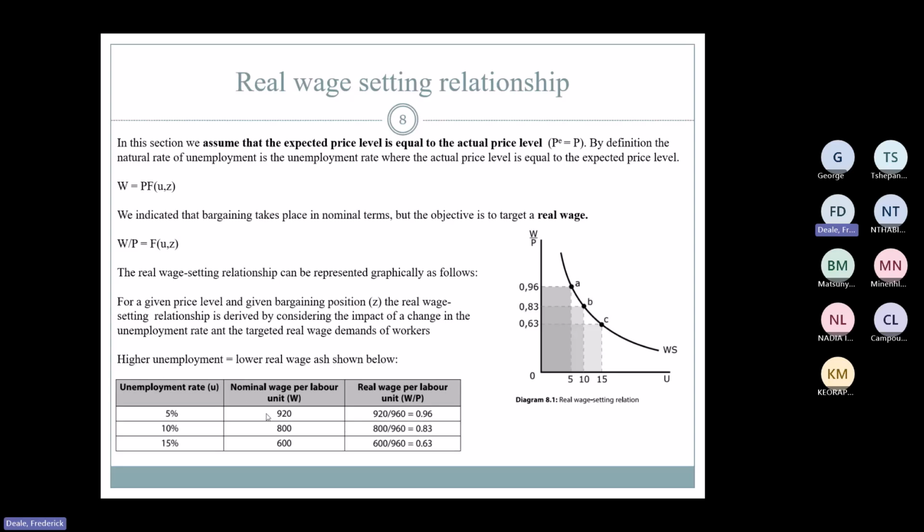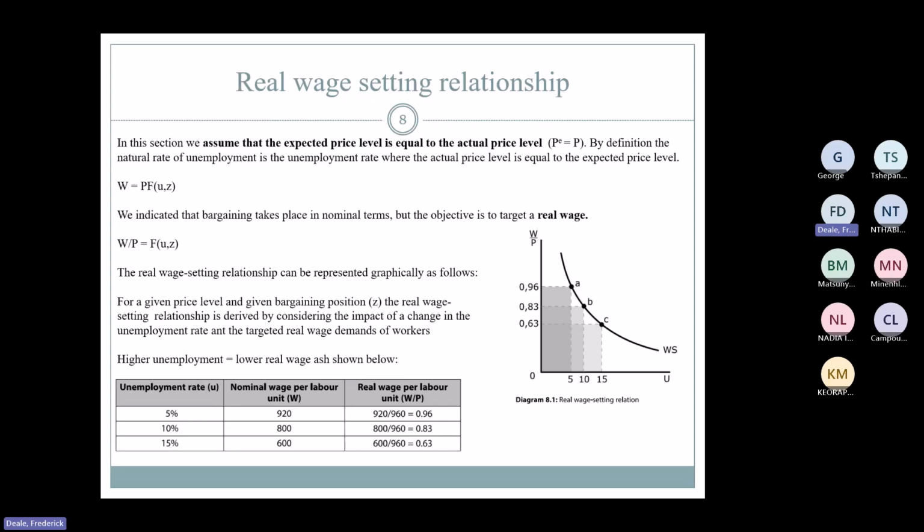Effectively, the way to read this is you have different nominal wages per labor unit. The P, or the price level, is set at 960. I know it doesn't state it properly on the chart, but it's set at 960. That's just W over P, where P is equal to 960. And then if you take W divided by P, you get the different real wages at the various unemployment rates. So that's the real wage setting relationship, right?